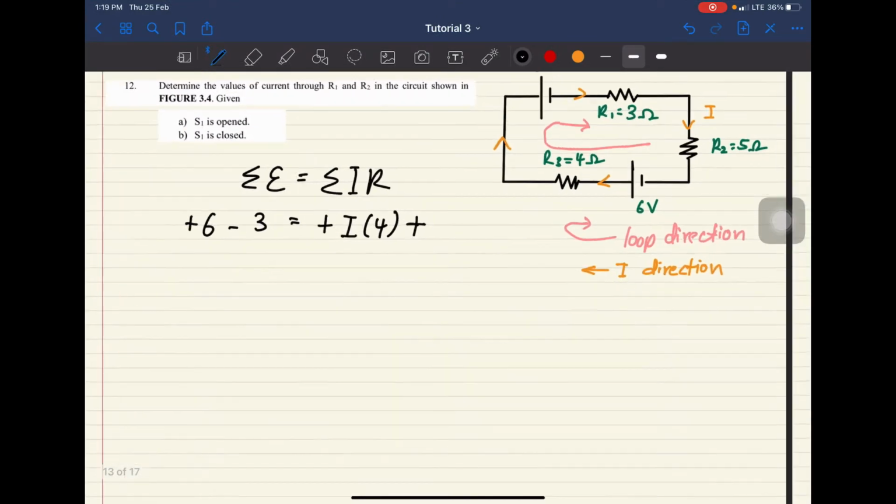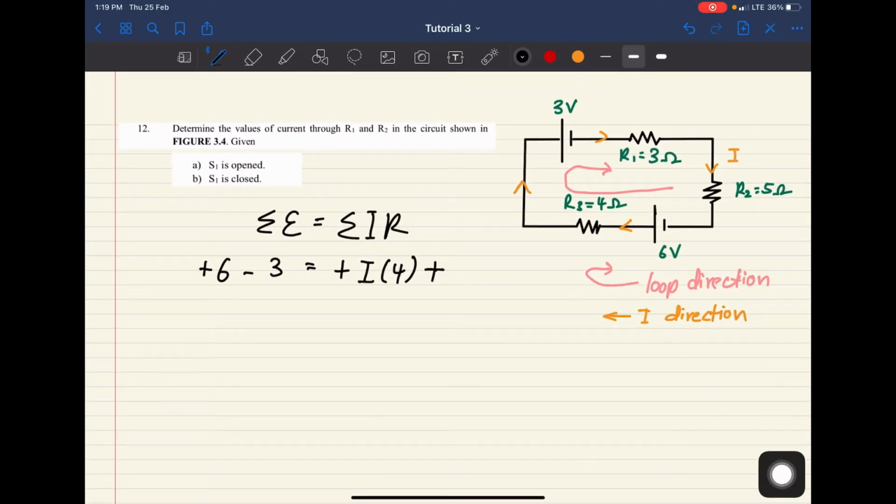And then for the next one, the current direction is to the right and the loop direction is also to the right, so that one is positive as well. So it will be positive, still I, 3. And then over here, the last one is I positive 5. This one is positive as well. It's over here actually, so the current direction is going downwards and the loop direction will be going downwards over here as well. So the same direction, loop and current direction, so it will be positive.